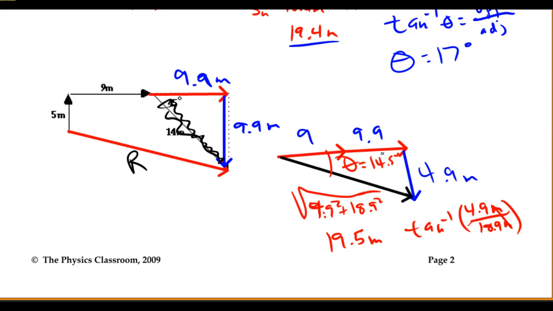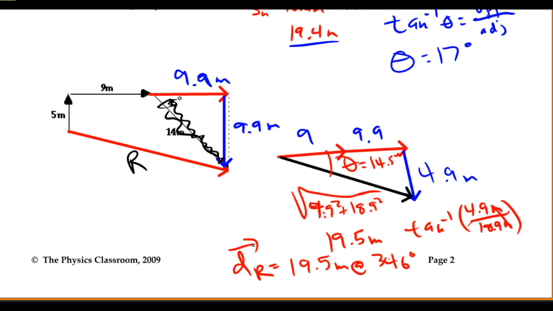Now again, for counterclockwise notation, I should subtract that from 360, and report it as 19.5 meters at 346 degrees, rounding off to 1 degree, and that's the final resultant displacement.